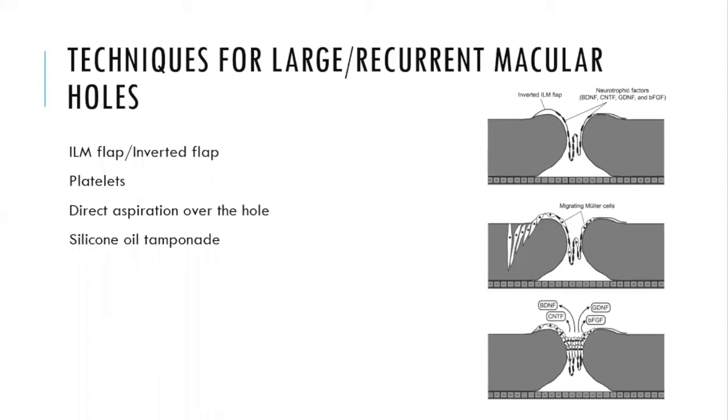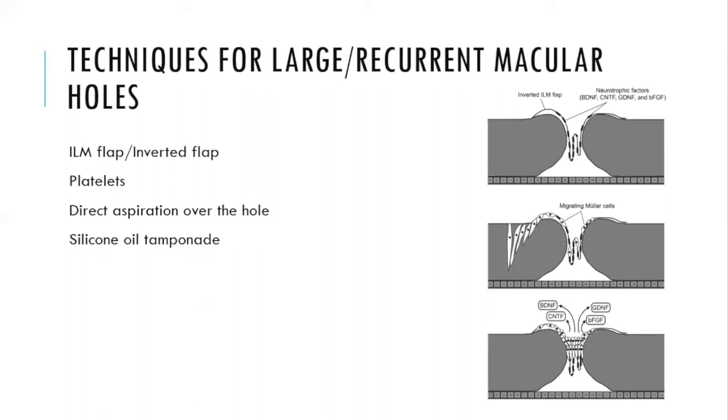Will this help? Justification in many papers is, again, producing these cytokines and factors that will help the Muller cells and help the cohesion of the edges to help close the hole. I've seen other surgeons use platelets. So the patient visits, they have the blood taken, it's spun down, and platelets are dropped onto the macula at the time of the surgery, which has, again, good evidence for better success rates.